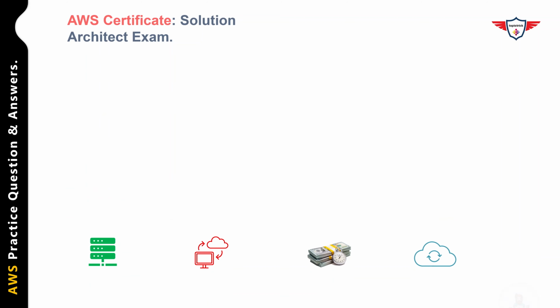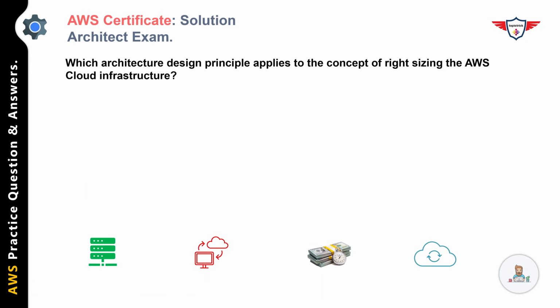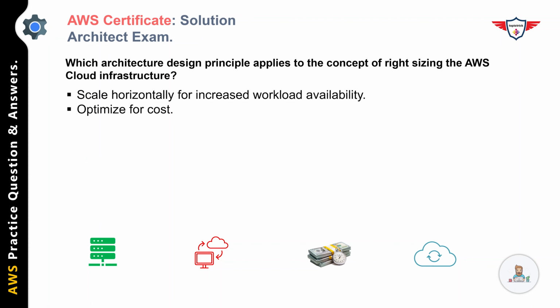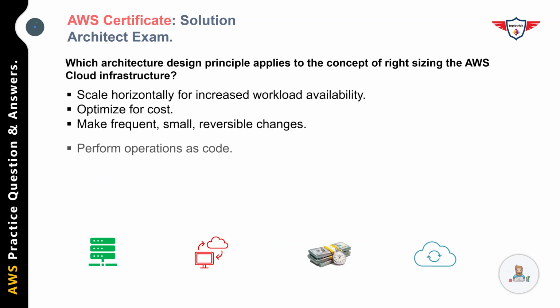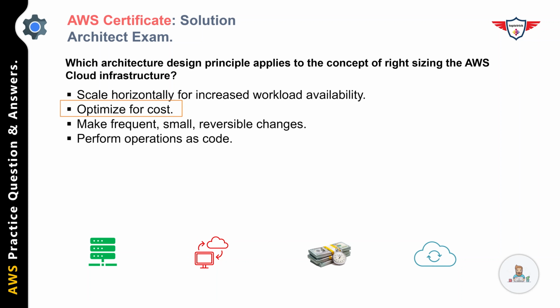Which architecture design principle applies to the concept of right-sizing the AWS cloud infrastructure? And your options are: scale horizontally for increasing workload availability, optimize for cost, make frequent, small, reversible changes, perform operations as code. The correct answer is option B. You should use metrics from the current running workload to select the right size and type to optimize for cost. The solution is one of the best practices of the cost optimization pillar of the Well-Architected Framework.